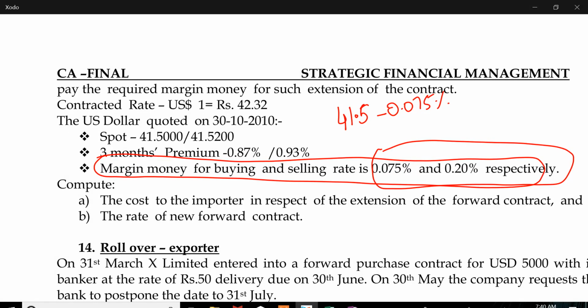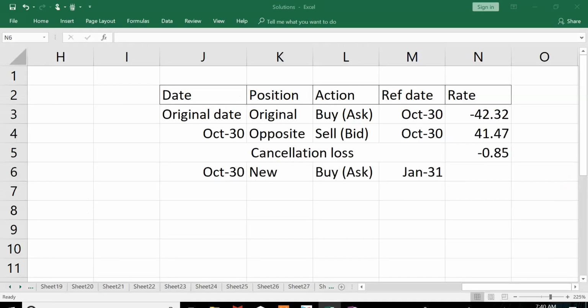0.93% plus 0.20%. Finally, you get 41.99. I'll write it as minus 41.99. 41.99. 41.52 plus the premium plus any doubts on this? I'll come to the solution to the answer in some time.